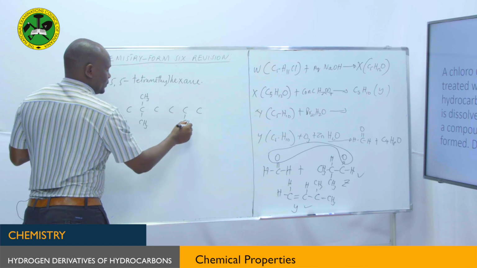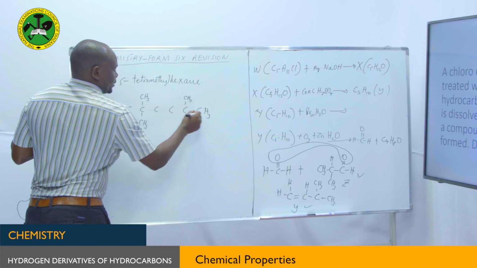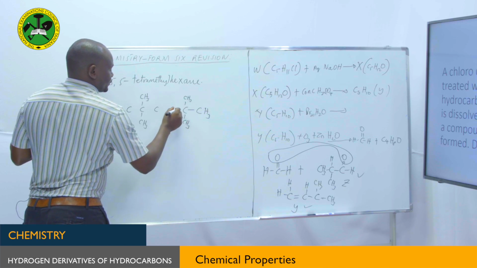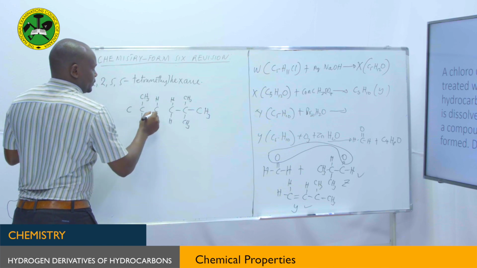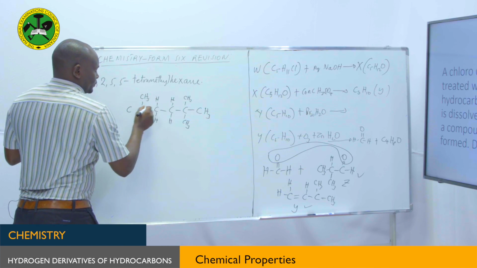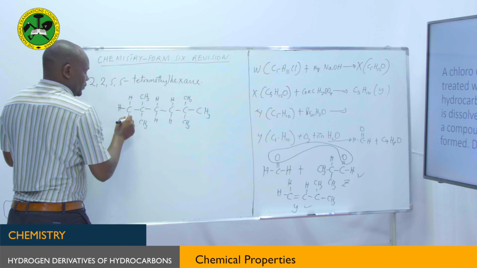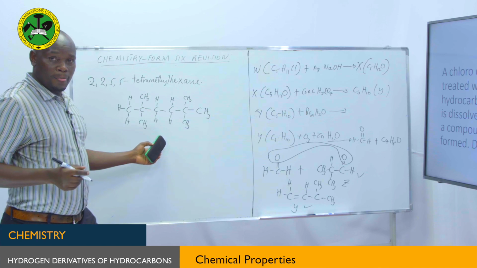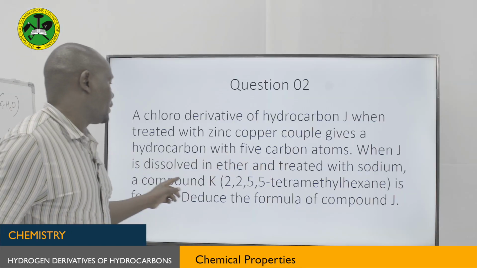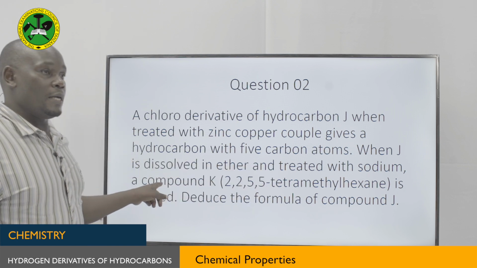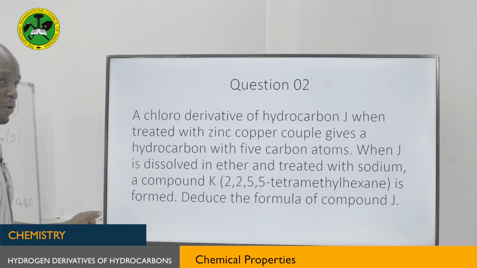Here we have CH3, here we have CH3. So here will be CH3, and there will be hydrogen, hydrogen, hydrogen, hydrogen, and here hydrogen, hydrogen, hydrogen. So this is our product that is formed after J is treated with sodium in dry ether. So let us now go and consider how it was formed.